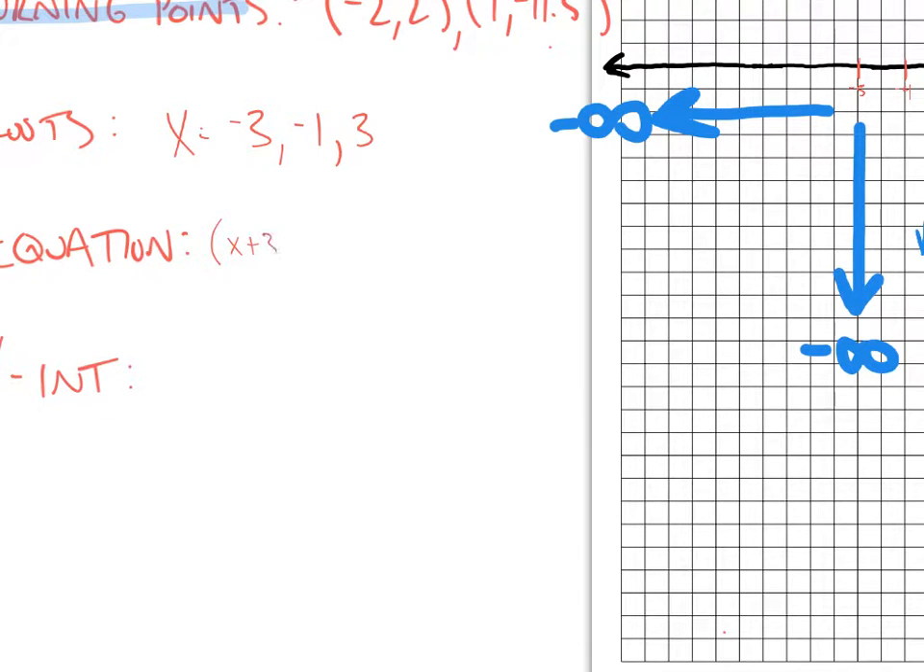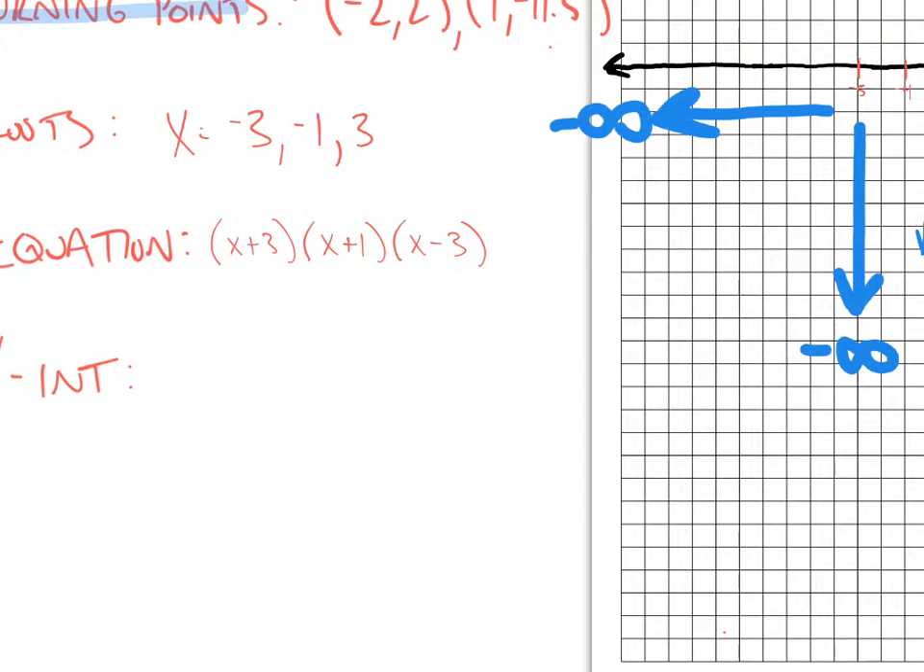Another one of our roots is x equals negative 1, so one of our factors will be x plus 1, and our final root is x equals 3, so we will have a linear factor that is x minus 3. To get the equation, all we have to do now is work backwards. We have these linear factors. Now we need to multiply them together to get our equation.